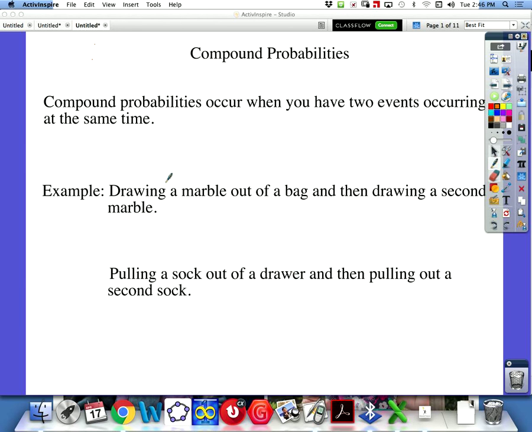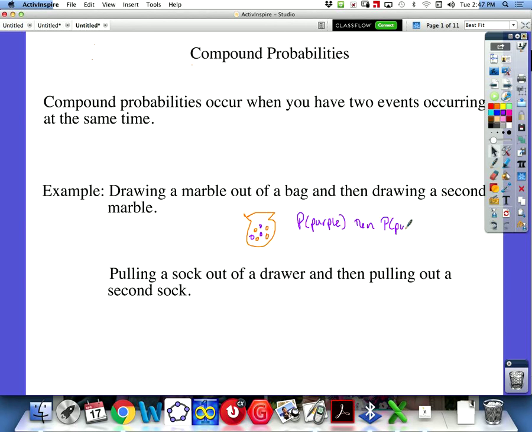So for example, we could have a problem where you have a bag and they want you to draw a second marble out of the bag. So we could have a bunch of colors in here, some green, some orange and some purple. So if we're doing compound probability, maybe they want the probability of getting a purple and then another purple.